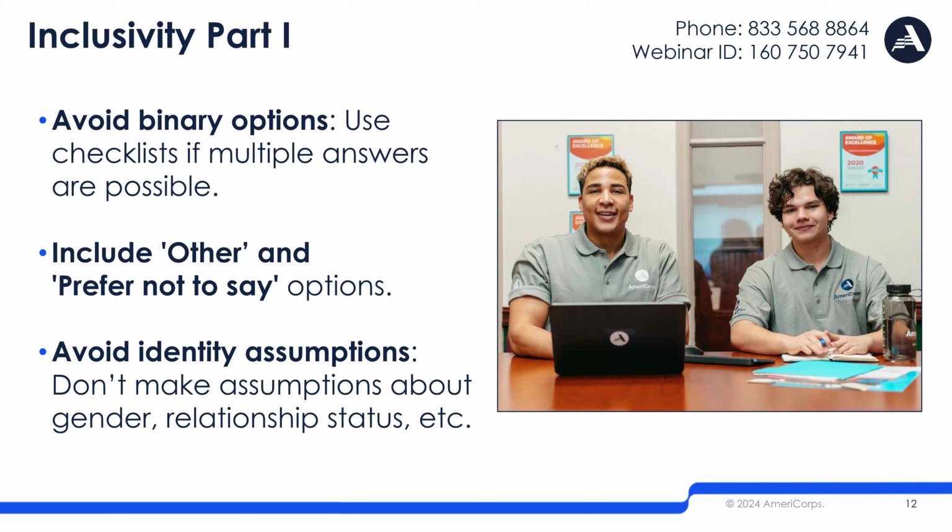For example, asking, "What is your husband's salary?" assumes not only gender, but also sexual orientation, but also marital status and employment. So always use more inclusive language, such as, "What is your partner's salary?" if applicable.